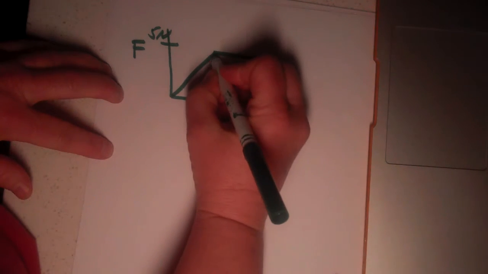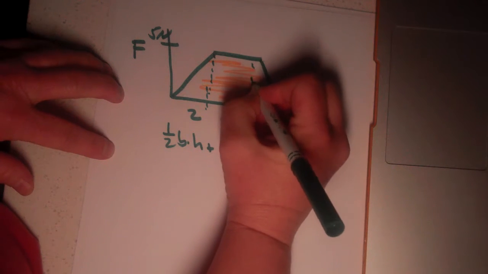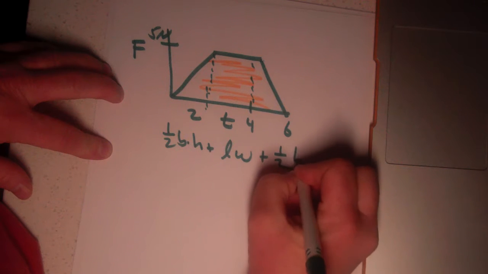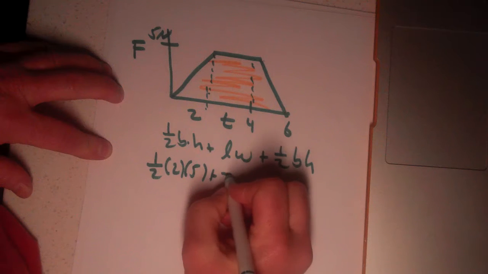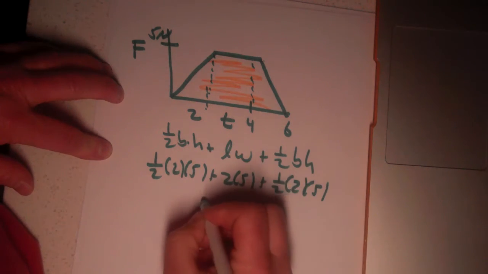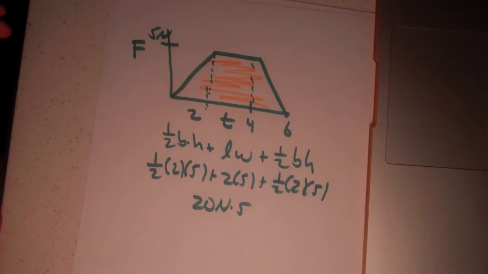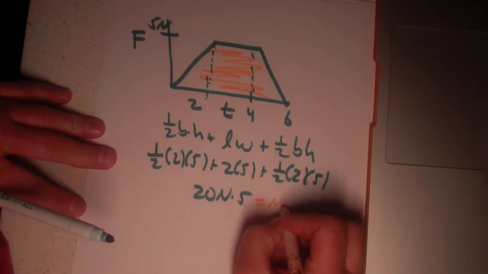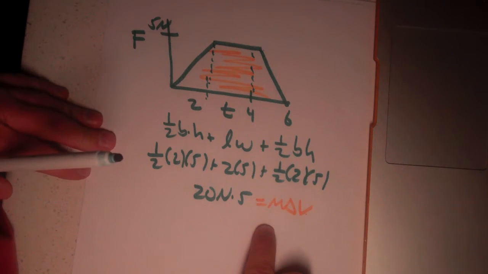So we'd have a triangle, 1/2 the base times the height, plus a rectangle, plus another triangle. So 2 times 5 plus 2 times 5. So we get, in this case, 20 Newton seconds. Now, just because we stop there doesn't mean the problem's over. This could be asking about a change in velocity. And now that you have the impulse, you plug it in exactly where we've used it before.